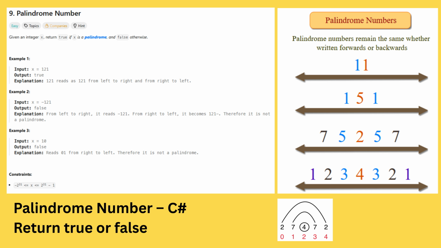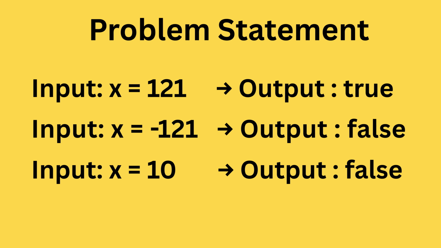In this video, we will solve a popular coding interview question using C#. The problem is called palindrome number. We are given an integer, and we need to check whether it is a palindrome. Given an integer x, return true if x is a palindrome, and false otherwise. A palindrome reads the same from left to right and from right to left.